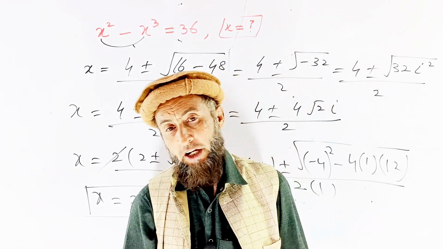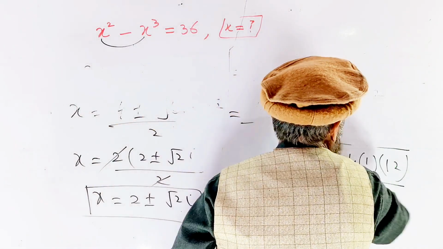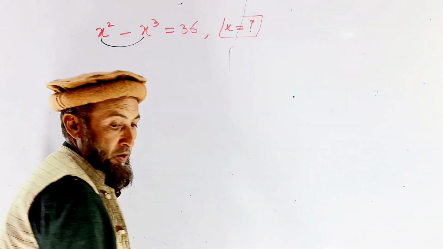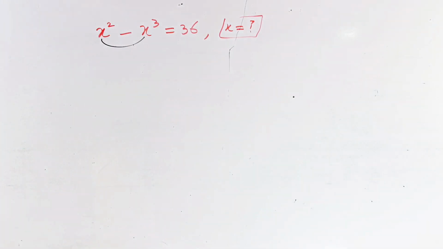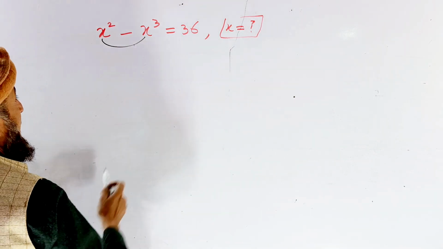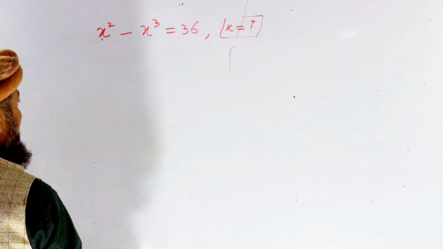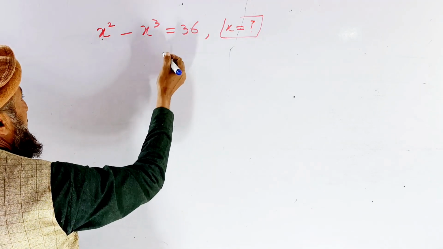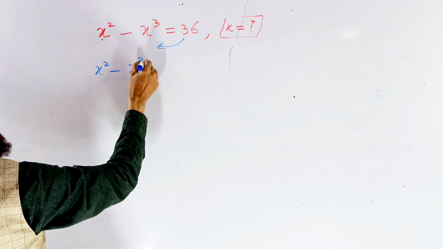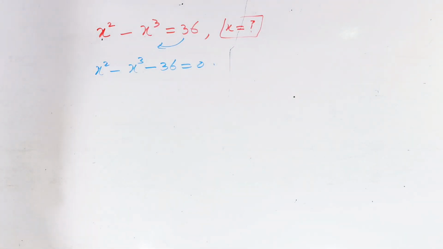So now I am using the factorization method here. Factorization method, we are applying here. So look here, now I am changing to the factorization method. The term we changed here is 36, so this will be negative. So x square minus x cube minus 36 is equal to 0. So we arrange this term.